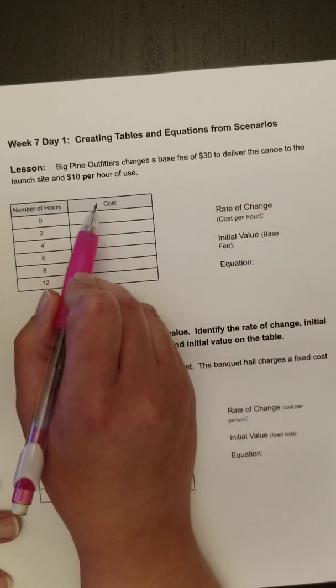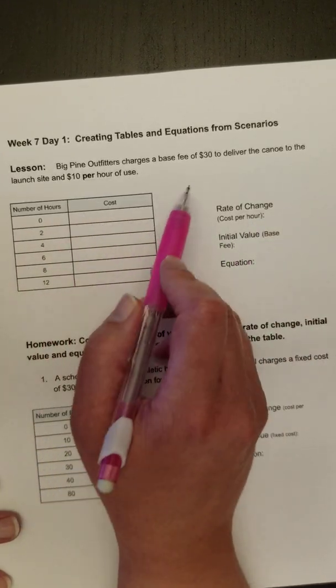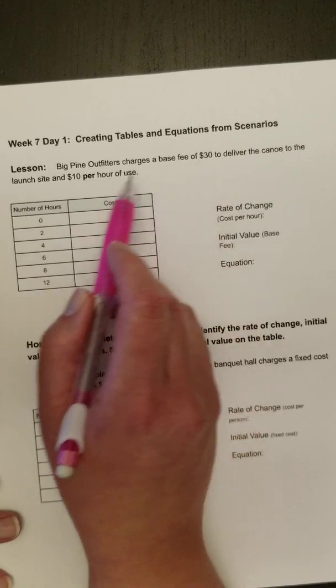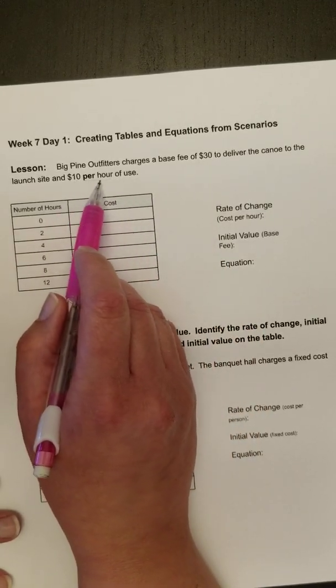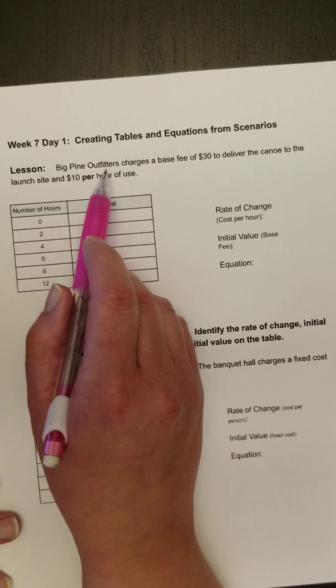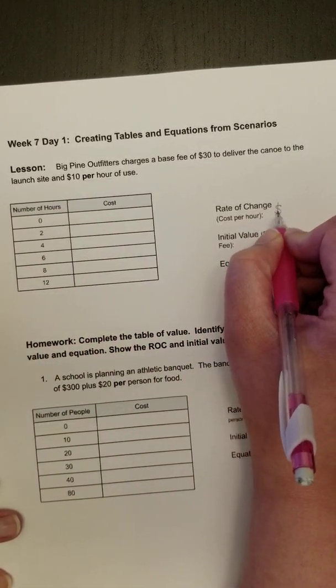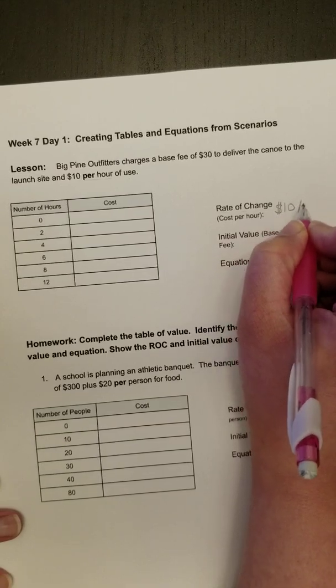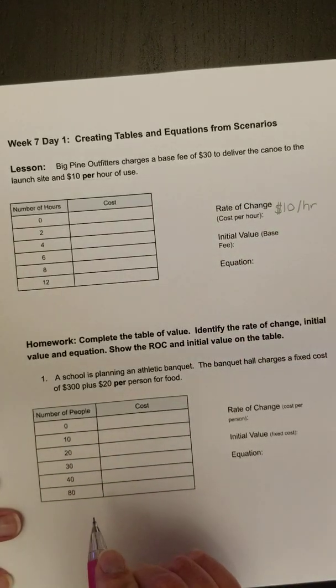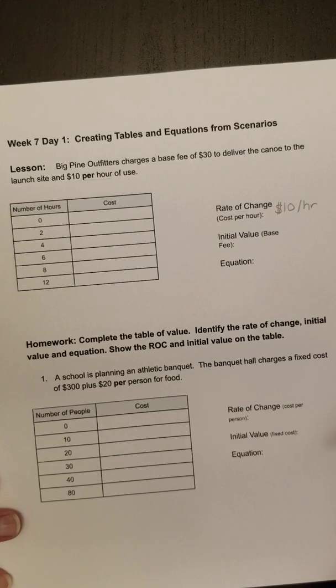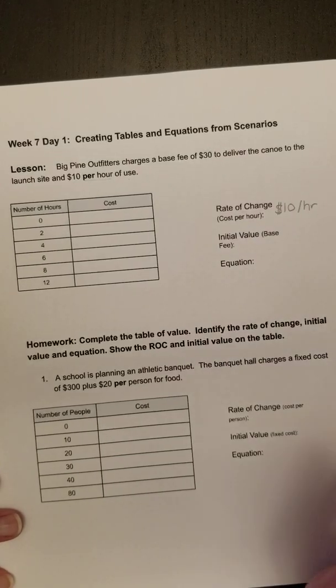If I look back up to my question, I have two numbers. I have a $30 delivery fee and a $10 per hour. This is the rate of change here. That's going to be $10 per hour. So that's the unit rate for renting the canoe.